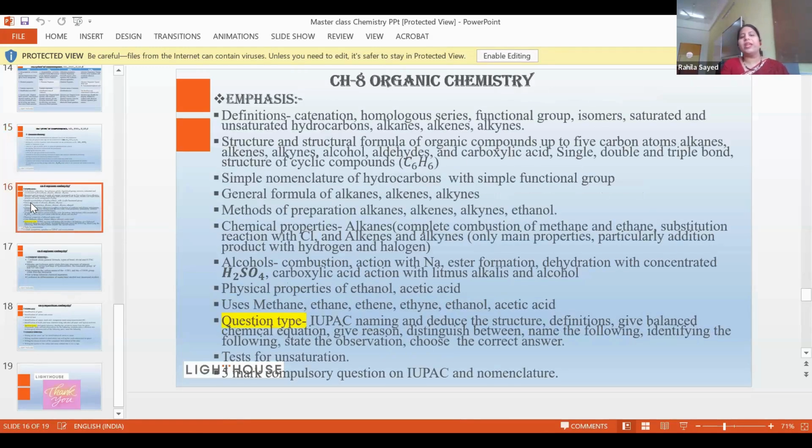Next slide is the organic chemistry. Very, very important topic. Here you need to know the definitions of catenation, homologous series, functional groups, isomers, saturated and unsaturated hydrocarbons, alkanes, alkenes, alkynes, the general formula for alkanes, alkenes and alkynes, the structural formula of organic compounds.